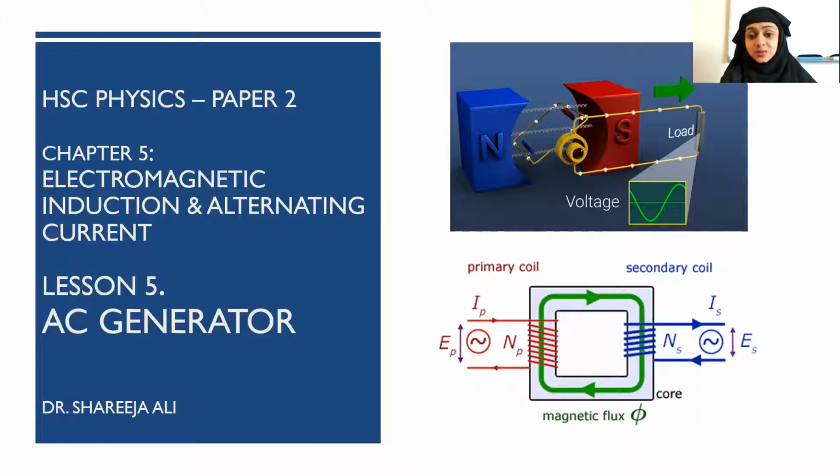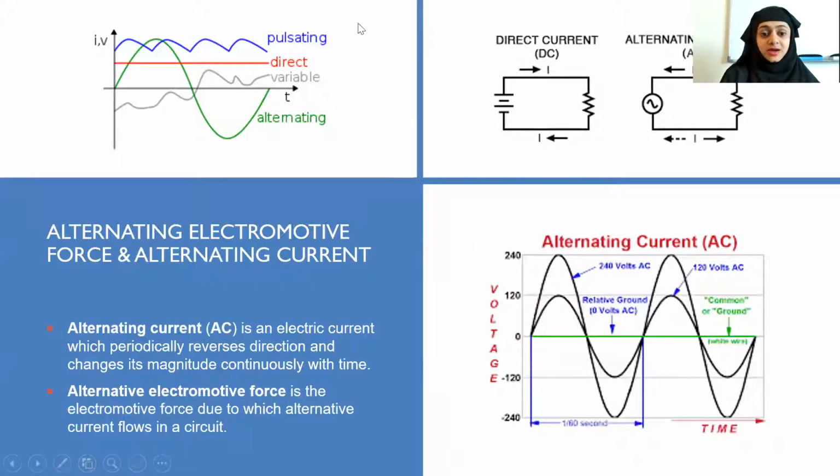Here you can see this picture. This is an animated picture of an AC generator. So let us see what is alternating current. Here you can see a simple circuit where a battery is connected to a resistance. Here we have a positive terminal and a negative terminal, and therefore we know that current will be flowing from the positive terminal to the negative terminal through this resistance.